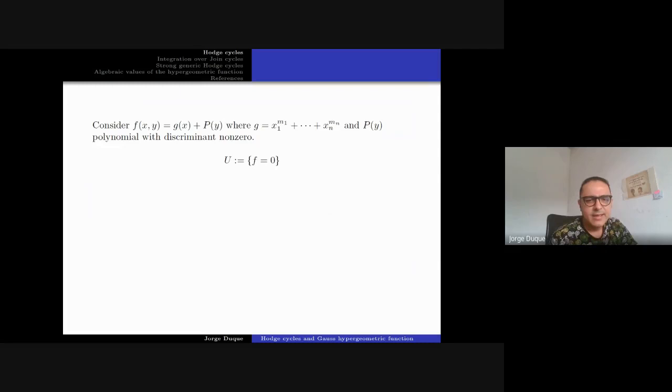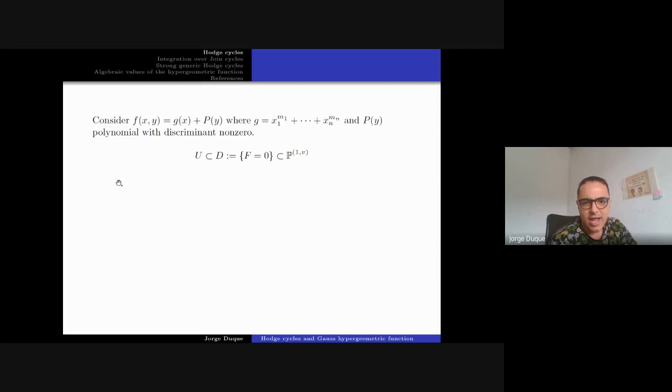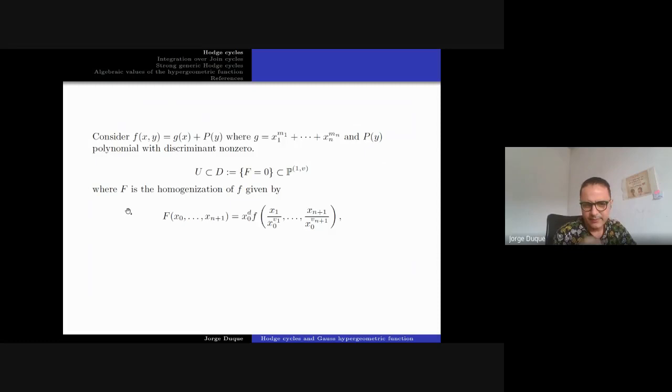Now, consider the variety defined by f equal to zero. Usually when we look at this compactification in the projective space, it is not smooth. So we take the compactification in the weighted projective space. For this, we homogenize this F in the following way. This is the homogenization given by this formula. Here this is not necessarily smooth, but we have a theorem called the Griffiths-Steenbrink theorem that explicitly describes a basis for the n-cohomology of D and its filtration.